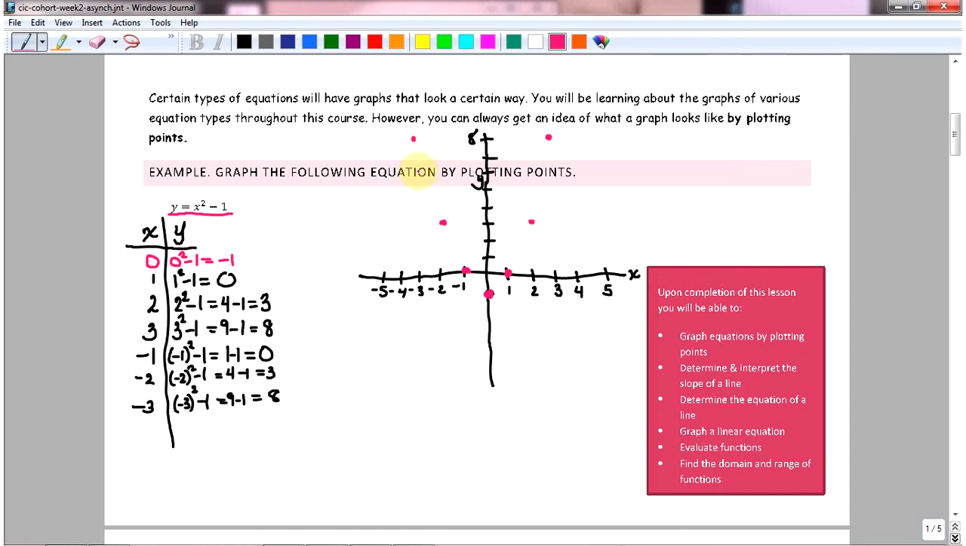So for this graph, it looks like we have kind of a U-shaped curve based on the points that we've plotted so far, and that is in fact what this equation is going to look like. As we move on in the course, you're going to be able to graph something like this, or have an idea of what the graph looks like without having to plot points like we're doing right now. But as I mentioned, this is a way that you can always get an idea of what a graph looks like.